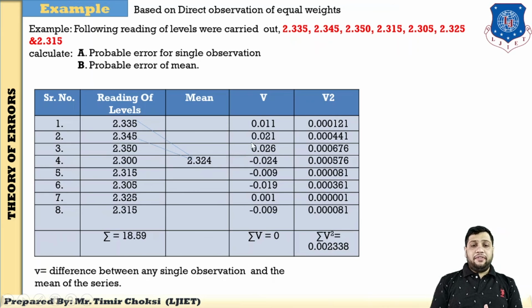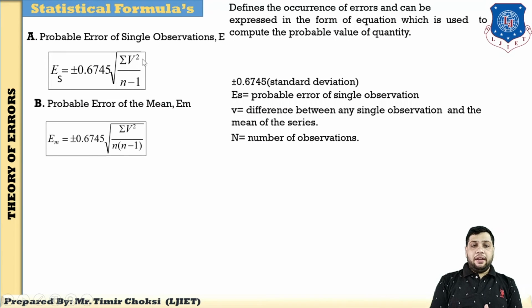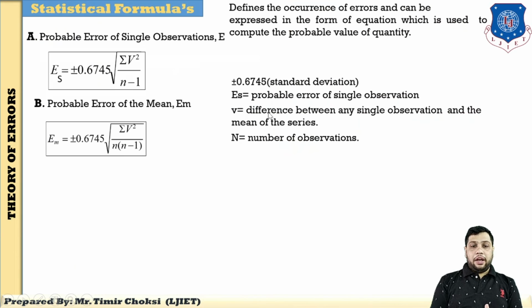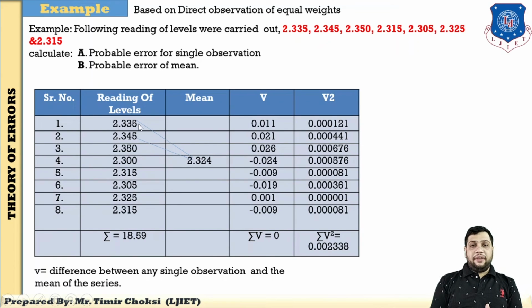Now you find V, because our main goal here is to find V square. So what is V? V is the residual error. V is equal to the difference between any single observation and the mean of the series. So here 2.335 minus 2.324, where this is the observed value and this is the mean value. So you find V as observed value minus mean value, not mean minus observed. I repeat this clearly. 2.335 minus 2.324, so the answer is 0.011.